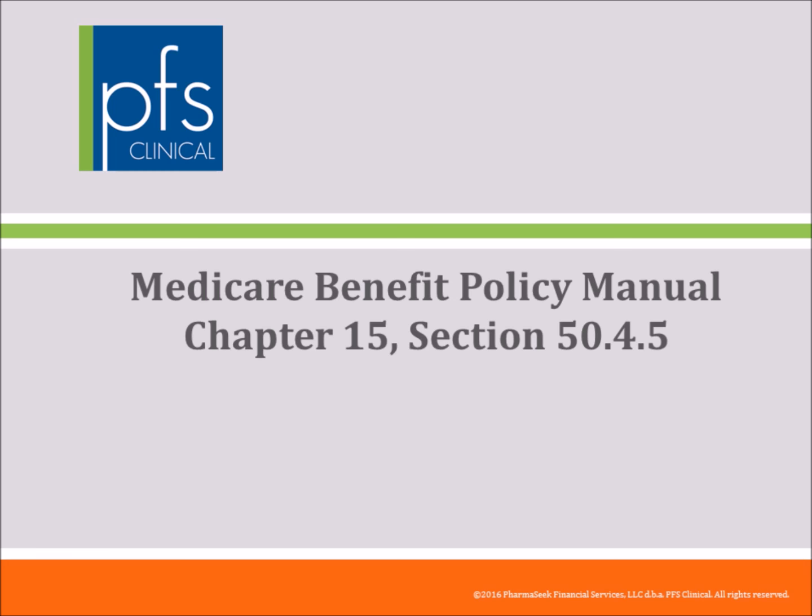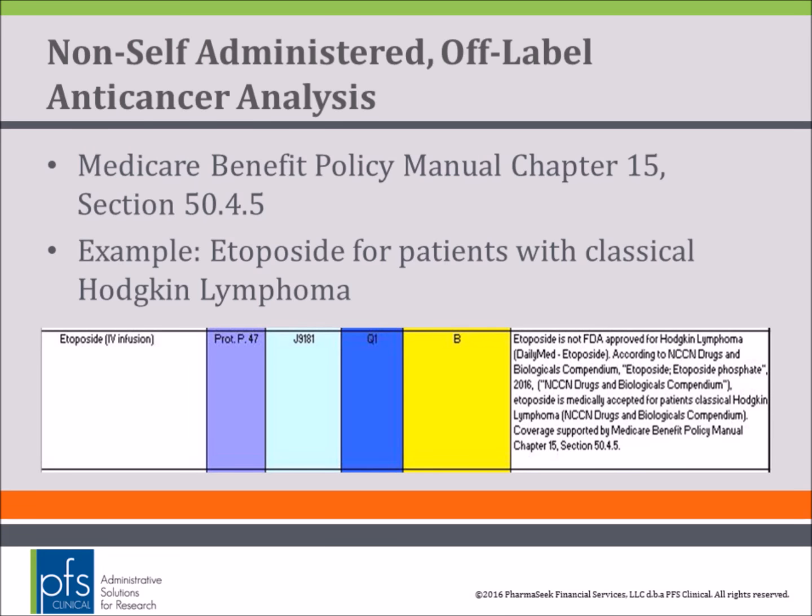For off-label analysis, Medicare Benefit Policy Manual, Chapter 15, Section 50.4.5 may be cited for anticancer drugs. This section of Chapter 15 also lists out Medicare-approved peer-reviewed journals for determining medically accepted oncology medications, which will be useful for your analysis. If support can be found to provide coverage for an anticancer drug in the compendium or journal articles, Chapter 15, Section 50.4.5 can be used to support coverage for that anticancer drug.